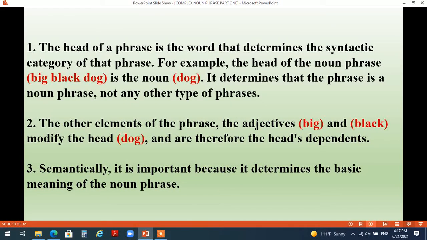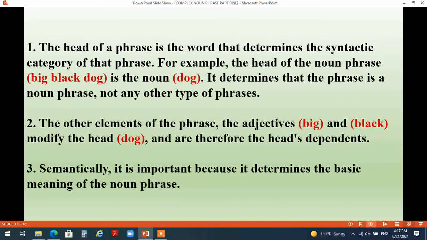Number two, the other elements of the phrase, in this example the adjectives big and black, modify the head dog، نستخدمها لوصف الكلمة الرئيسية اللي هي الاسم dog and therefore are the head's dependents. إذا راح تكون هذه الصفات مثلا كلمتي big وblack في هذا المثال عبارة عن كلمات تابعة للكلمة الأساسية اللي هي الاسم dog، بينما تبقى الكلمة الأساسية اللي هي كلمة dog هي الكلمة الرئيسية أو المحورية في العبارة الاسمية.